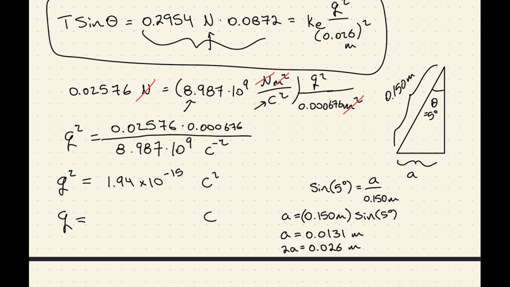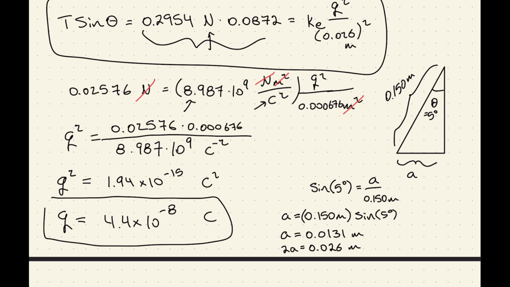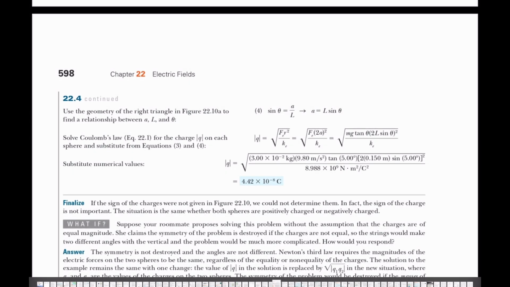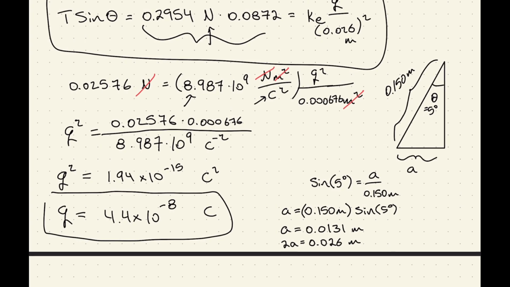We're going to square root this and get Q is equal to 4.4 times 10 to the -8 coulombs. Please be the correct answer. Let's hop into here. 4.42 times 10 to the -8. 4.4 times 10 to the -8. Let's go. We are missing a 2 over here, but that's just because my calculator is limited. If you convert it to scientific notation, you should get the right answer.